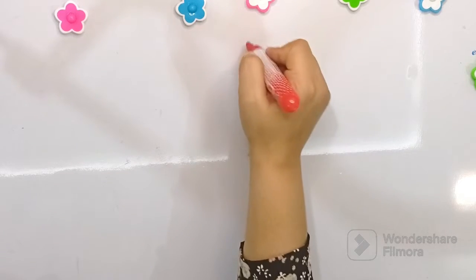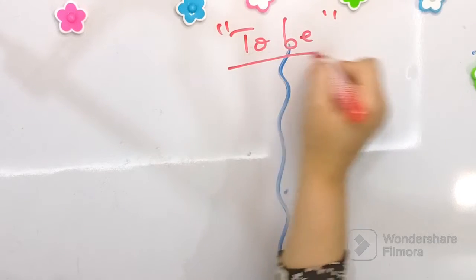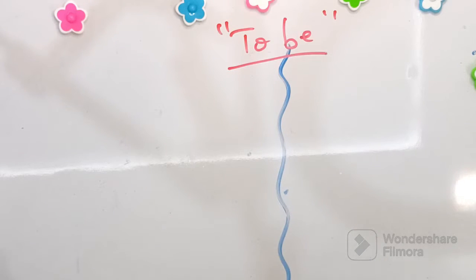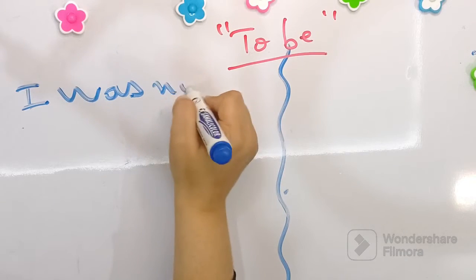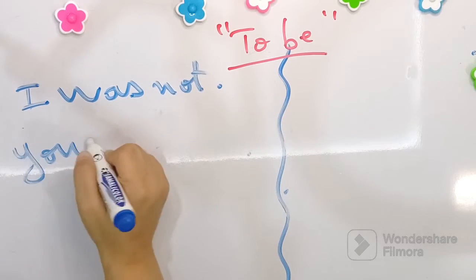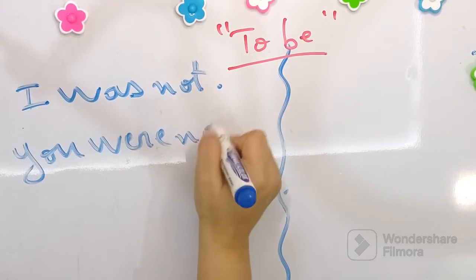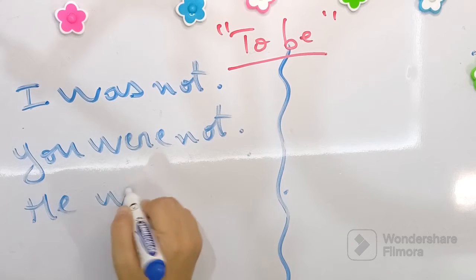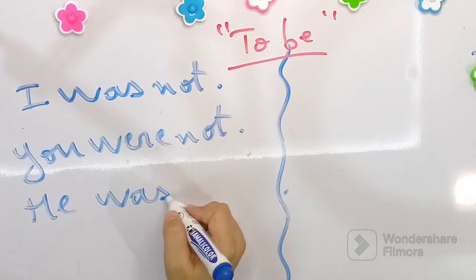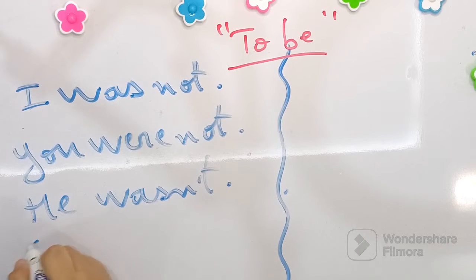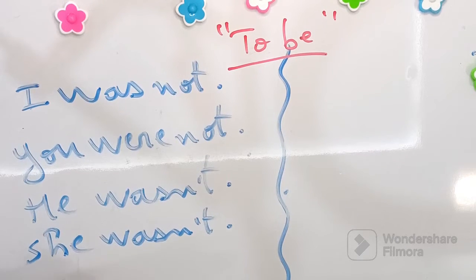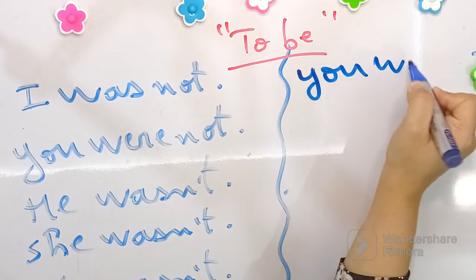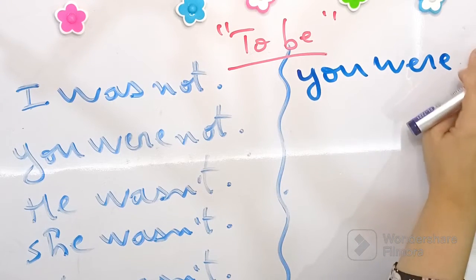Let's conjugate now the verb to be in the simple past negative form. I was. I was not. You were. You were not. He was. He was not. Short form: he wasn't. She wasn't. It wasn't. You were not, or you weren't.